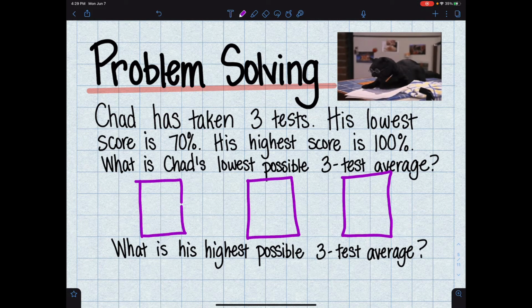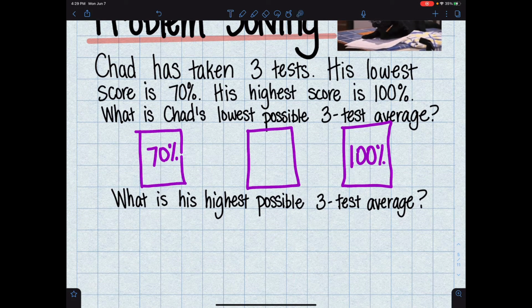Now his lowest score is 70%. That's not very good. His highest score is 100%. Okay? And then it wants to know what is his lowest possible 3-test average. So what is the lowest this test can be? Well, we know it can't be like 50% because then this one wouldn't be the lowest score. So the lowest it can be is 70. So then take the average of 70, 70, and 100. So add them all together, divide by 3. That's your lowest possible average.